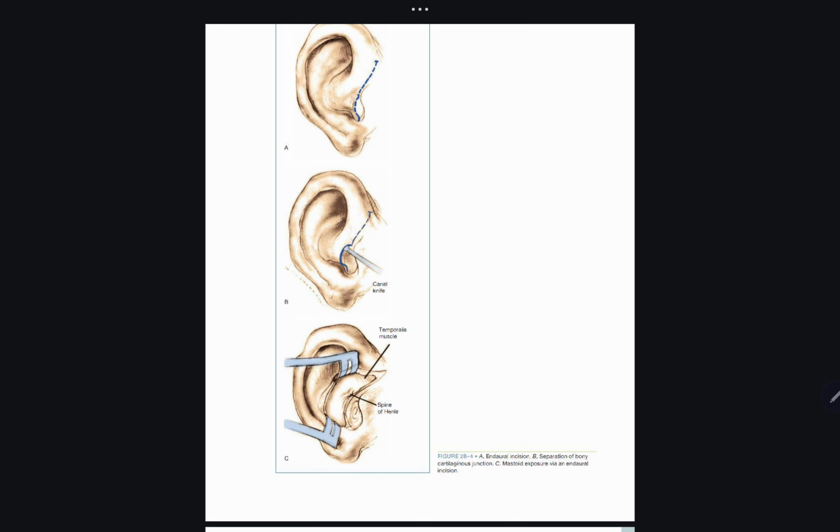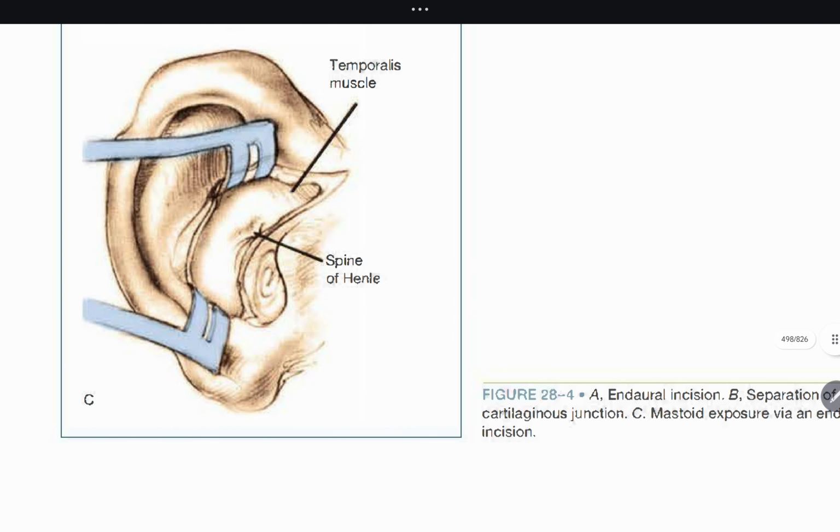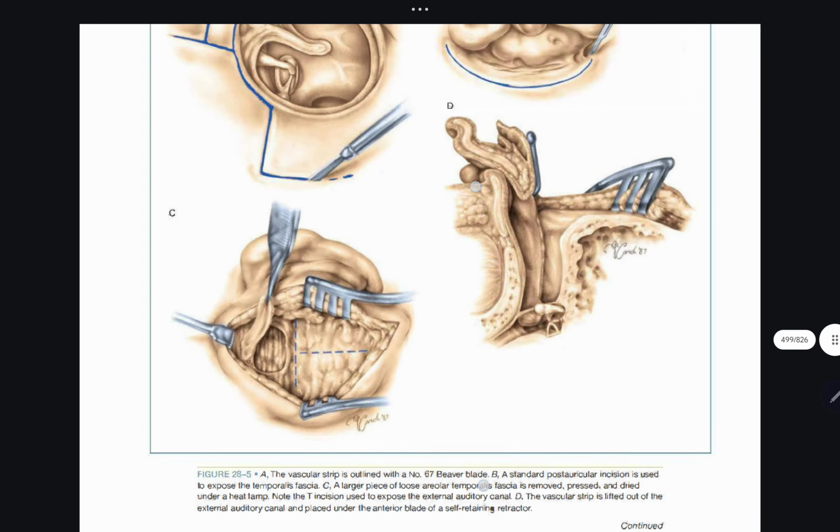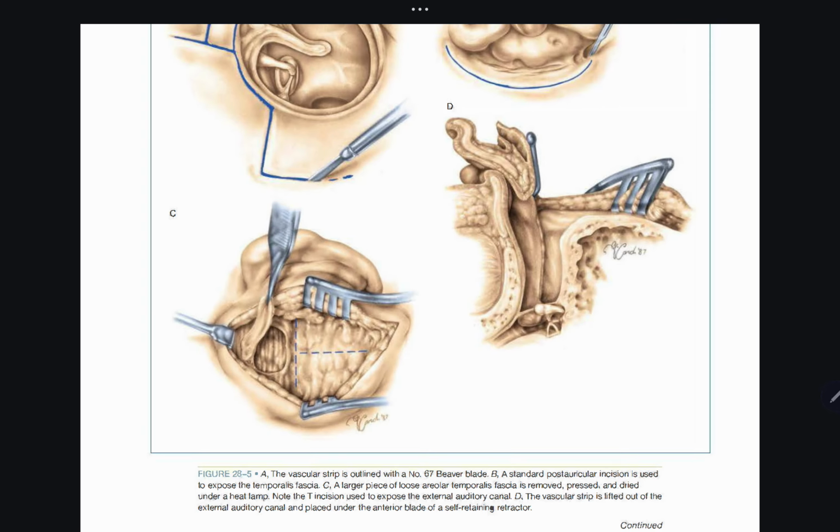B. Separation of bony cartilaginous junction. C. Mastoid exposure via the endoral incision. Mastoid exposure via endoral incision, spine of Henle, temporalis muscle. The vascular strip is outlined with number 67 beveled blade.